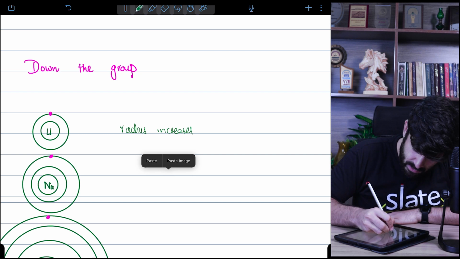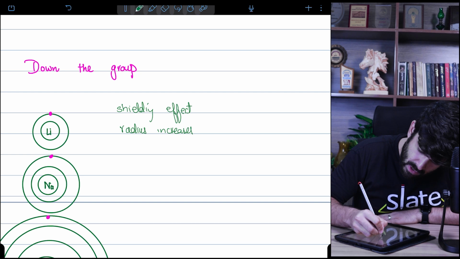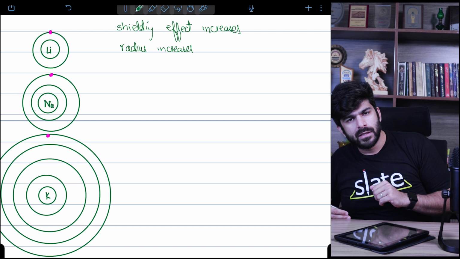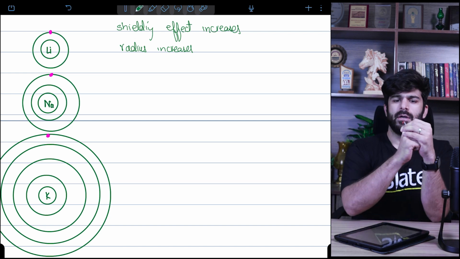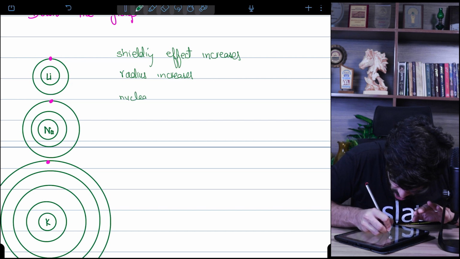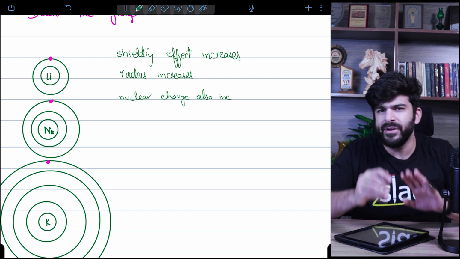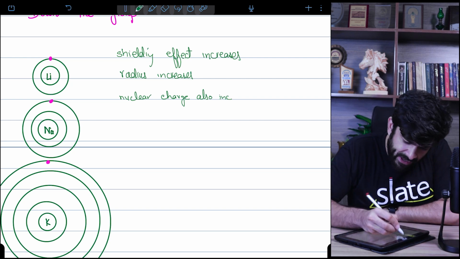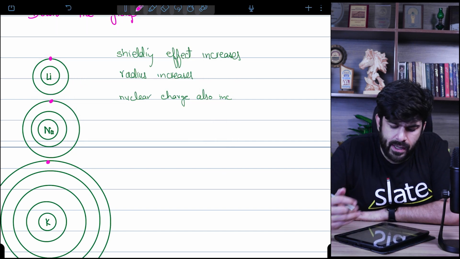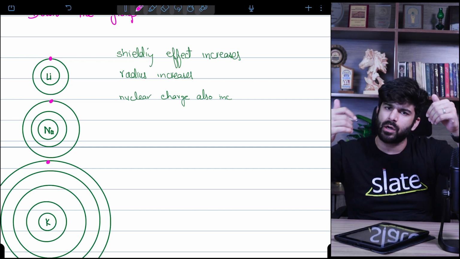and down the group, shielding effect increases. Why does it increase? Because more inner shells are being added. The more the shells, the more the shielding. And radius is also increasing. And yes, unfortunately, the nuclear charge also increases. But we don't normally talk about it, because that is cancelled by the shielding effect. Because the nuclear charge is increasing and the shielding is increasing, they both get cancelled out.